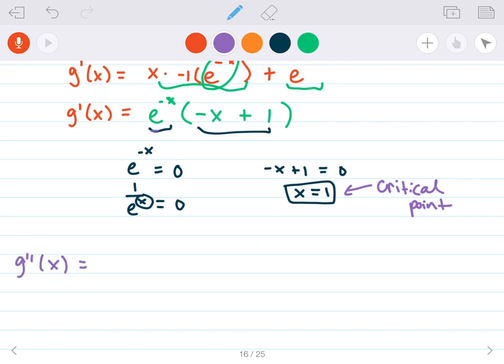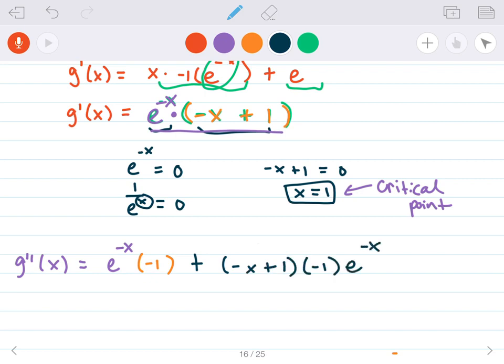All right, so the second derivative, we have a product of functions. The first function is e to the negative x, and the second function is negative x plus 1. So we can use the product rule here. We keep the first times the derivative of the second. The derivative of negative x plus 1 is just negative 1. Plus keep the second times the derivative of the first, which is just negative 1 times e to the negative x using the chain rule.